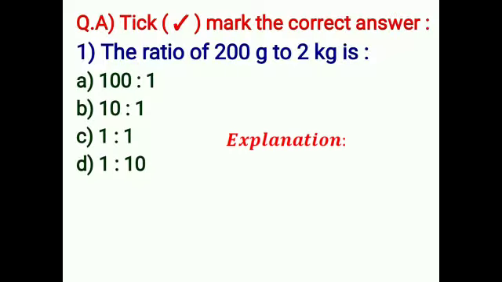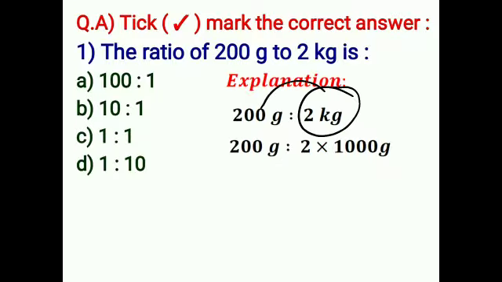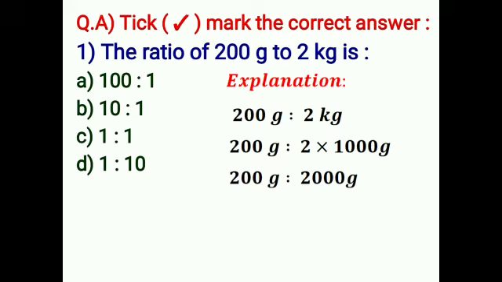Now we have to find the ratio of 200 gram to 2 kg. Let's write it here in the ratio form, with the ratio symbol. See here, the units should be the same, so we can convert kg to g. We know that 1 kg is equal to 1000 gram. So we have to multiply 2 by 1000. 2 into 1000, what is the answer? 2000. Now the unit is the same, so we can solve this. 200 is to 2000. This one is the ratio form.